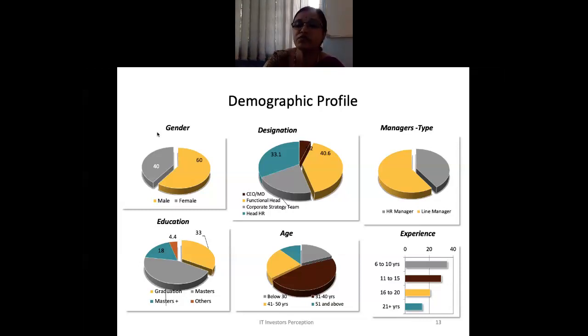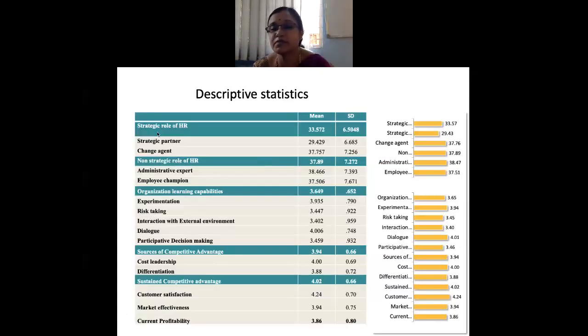Okay, the next important thing you need to do is give descriptive statistics. So this is how you give descriptive statistics. You take all the items, and ultimately I'm presenting it in the form of a table. So for each one, for example, here there is strategic role of HR. For each one, I have to find out the mean and the standard deviation, and in that I find out which is the highest. This is descriptive statistics. Here I can give a kind of analysis and interpretation.